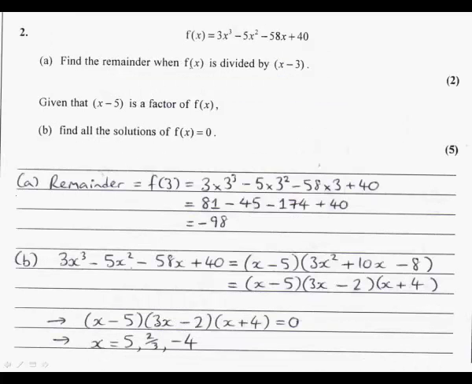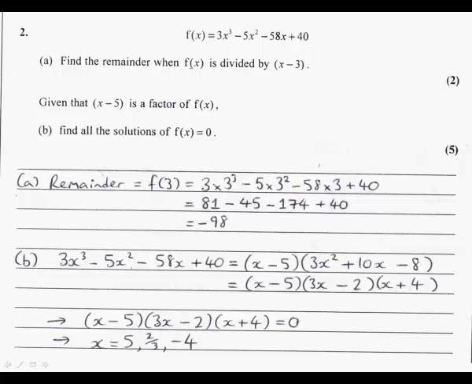Question 2. It's a remainder theorem question to start off with. We're given f(x) as 3x cubed minus 5x squared minus 58x plus 40, and we're asked for the remainder when f(x) is divided by x minus 3. The remainder theorem states that if we take the value 3 and substitute it into that expression, then that will give us the remainder. So, f(3) is 3 lots of 3 cubed, take 5 lots of 3 squared, take 58 lots of 3 plus 40. Working it out, we get minus 98.